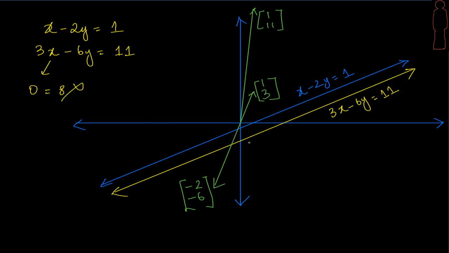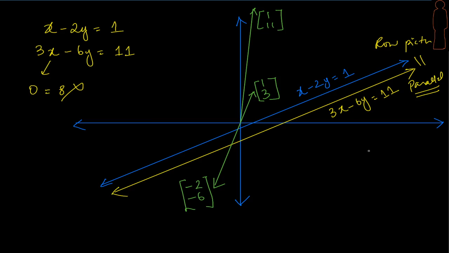So let's plot this in the graph and look at the row picture, right? So let's only look at two lines, the blue and the yellow lines. X minus 2y equal to 1 is represented by this blue line here. 3x minus 6y equal to 11 is represented by this yellow line here. And what do we find? That these two lines are parallel, right? And we can easily make out in the row picture that since two lines are parallel, they are not going to intersect at all, which means that there is no solution for these two equations.